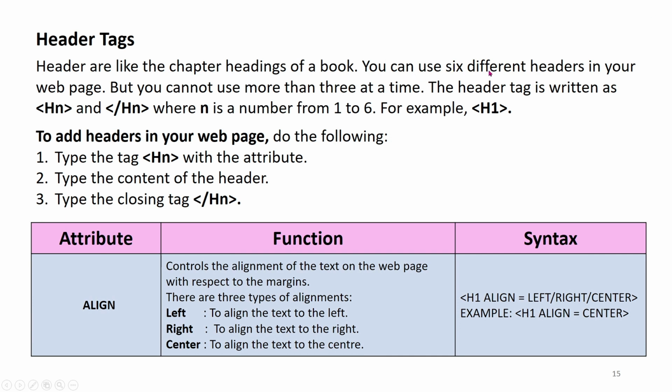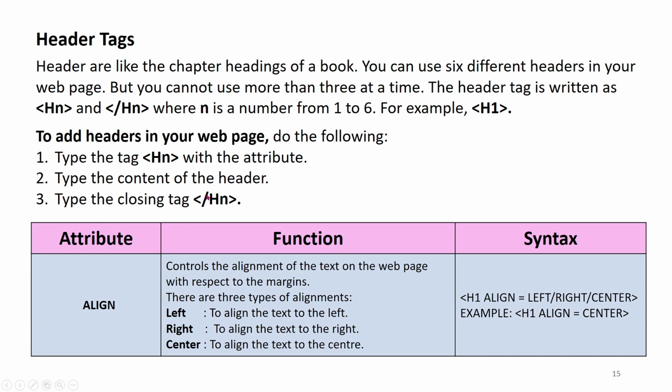You can use 6 different headers in your web page, but you cannot use more than 3 at a time. The header tag is written as HN. Here N means the number between 1 and 6. And you can end it with slash H and the number, where N is a number from 1 to 6. For example, H1. To add headers in your web page, do the following. Type the tag HN with the attribute. Type the content of the header and then type the closing tag.